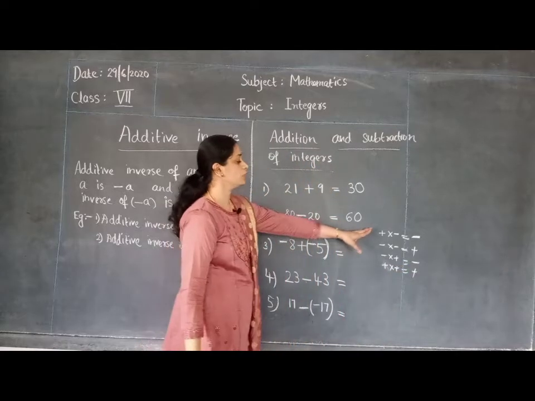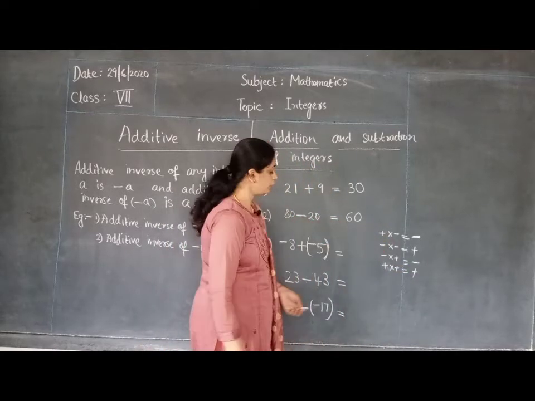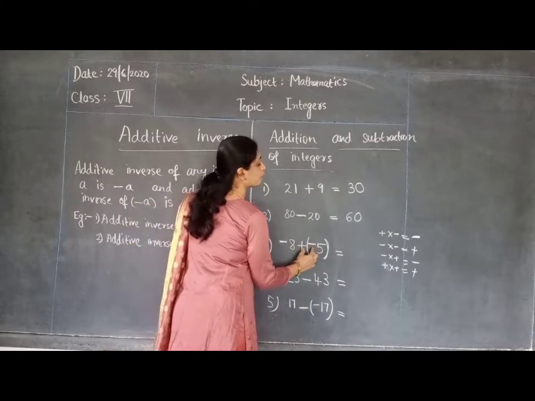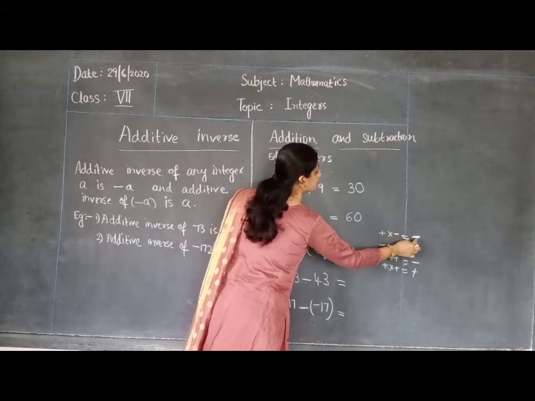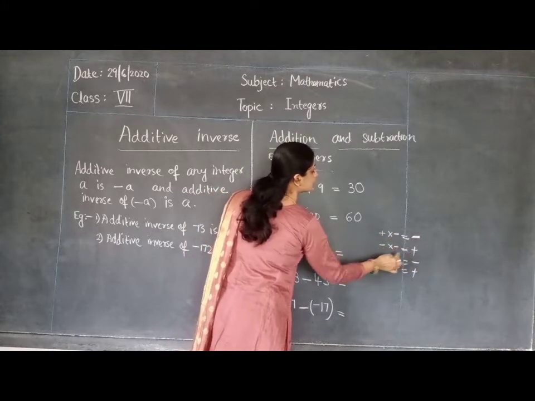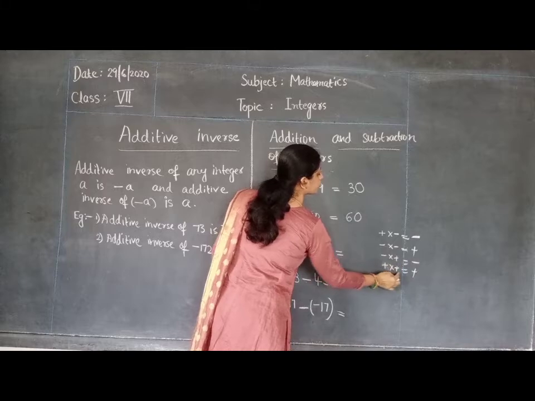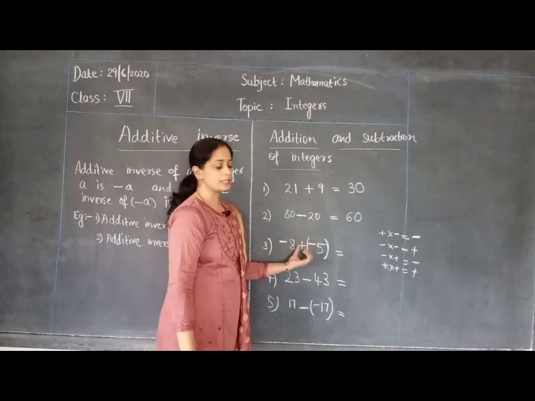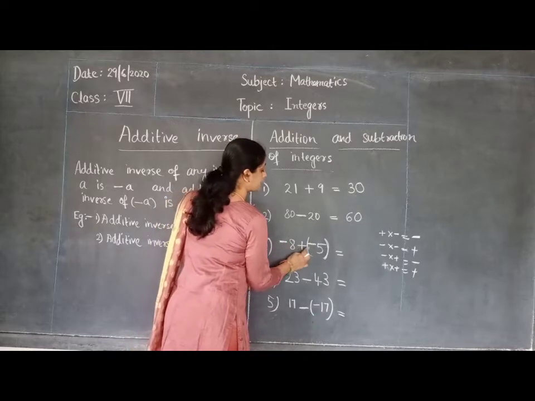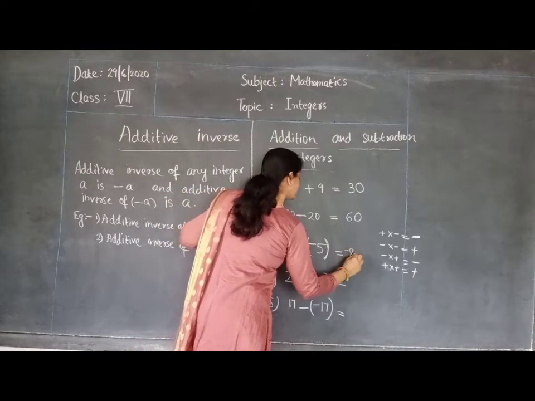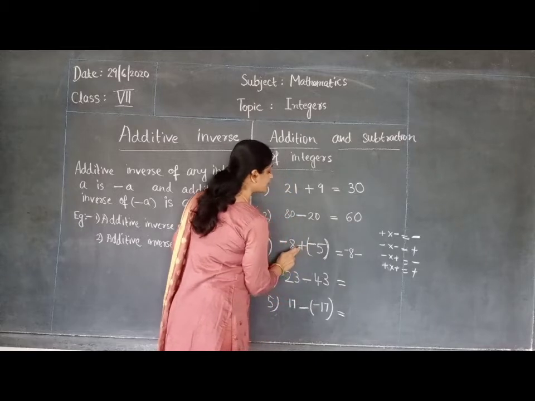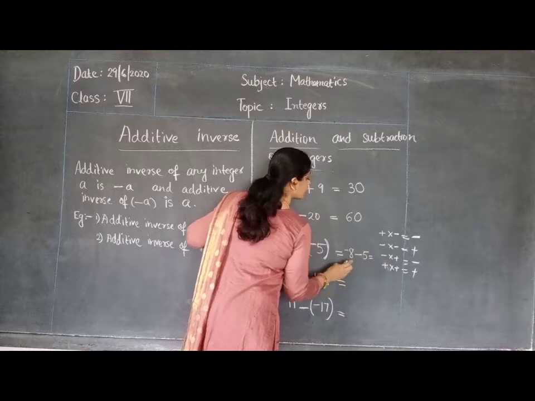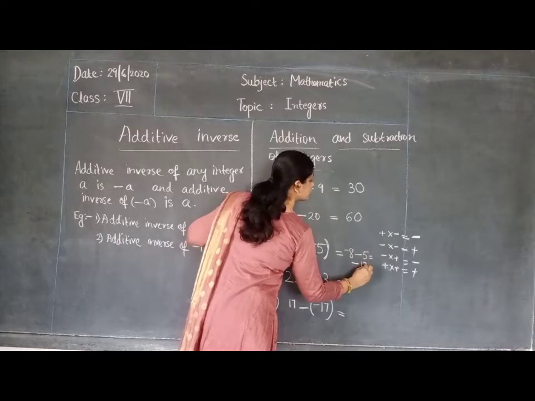So these are the four things which you have to remember when there is a bracket. You should multiply both the signs. So plus into minus is minus, minus into minus is plus, minus into plus is minus, plus into plus is plus. If you remember these four things, you can do the sums easily. So minus 8 plus into minus. When you multiply the two signs plus and minus, it will become minus 5.